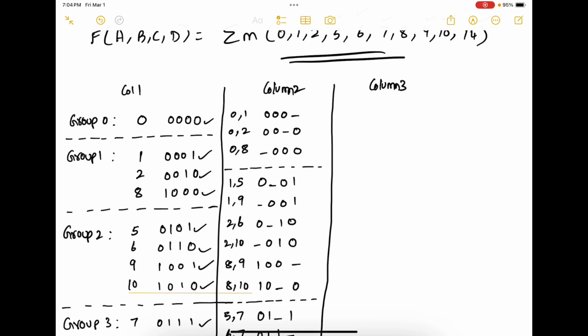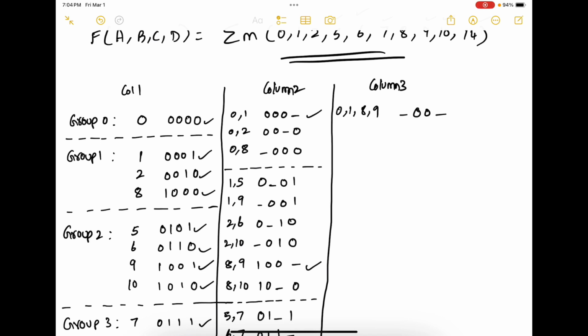Let's try to find out which ones can be combined. So 0 1, it has a dash on the right hand side. So look for a combination which has a dash on the right hand side. So that's 8 9. Can it be combined? Yes, it can be combined. 0 1 8 9, and it would be dash 0 0 dash. Put a check. You cannot compare it with anything else because the dashes have to align as well. So we are done with 0 1.